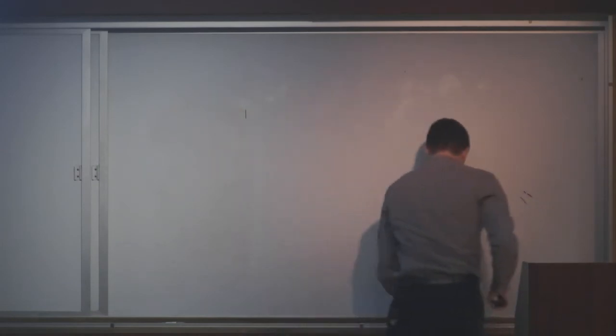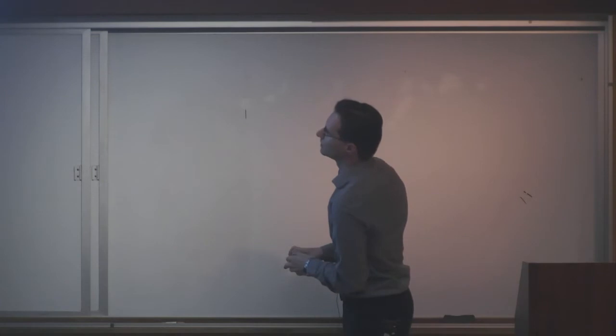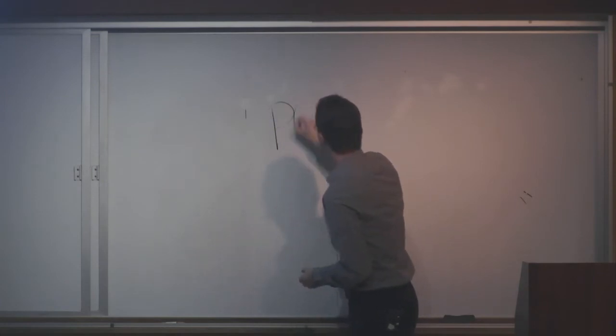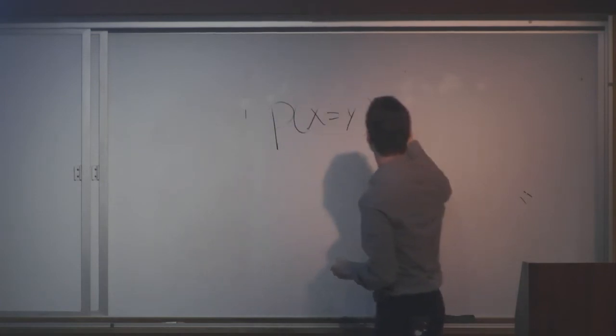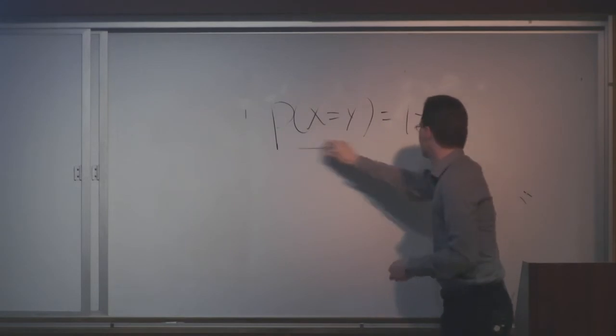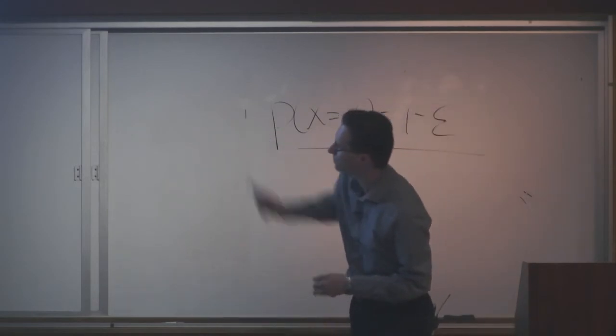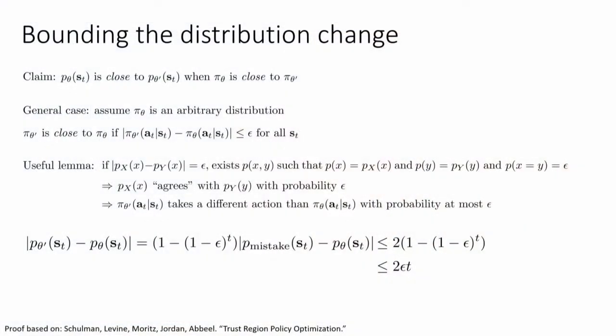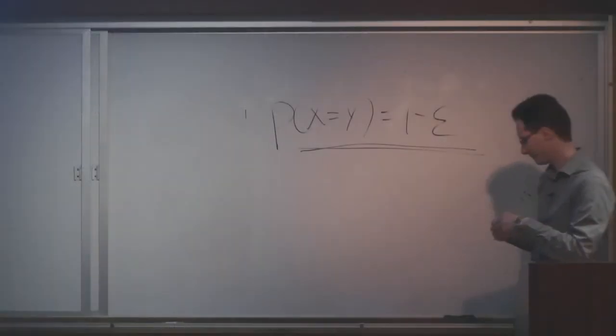Let me write out what it should be. So p of x equals y equals 1 minus epsilon, this. So that line, the first line of the useful lemma, should state this. Thank you for catching that.